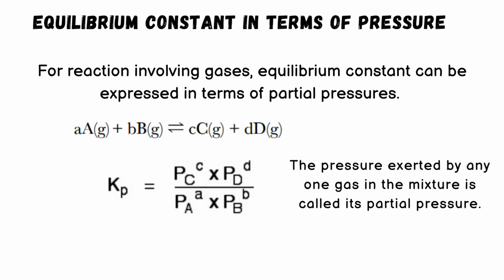Equilibrium constant in terms of pressure. For reactions involving gases, equilibrium constant can be expressed in terms of partial pressures. For the equation aA plus bB gives cC plus dD, Kp equals partial pressure of C raised to c times partial pressure of D raised to d over partial pressure of A raised to a times partial pressure of B raised to b. The pressure exerted by any one gas in the mixture is called its partial pressure.